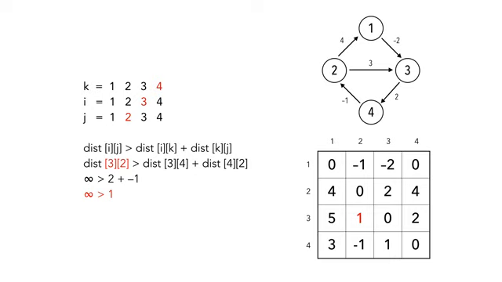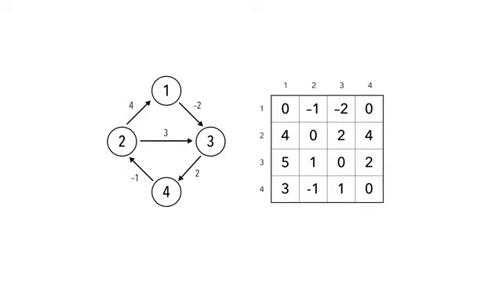This is the last iteration that affects our table. Here's our result, a table of shortest paths between all pairs of vertices.